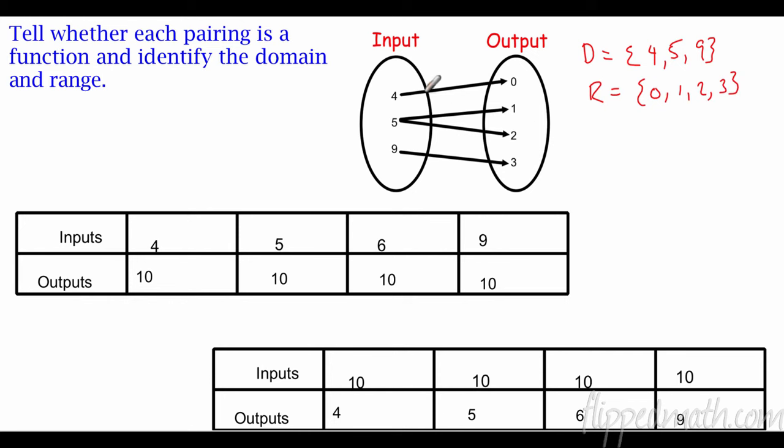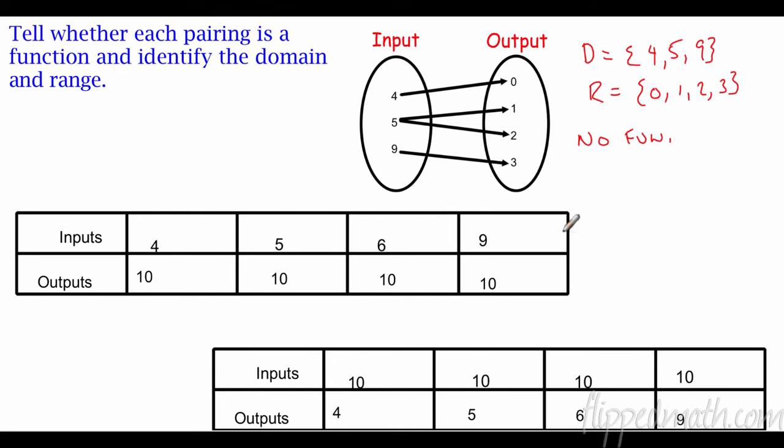So is it a function? 4, this input goes to one place. 5, this input goes to two places, which cannot happen. So this is no function. All right, no function. One input cannot go to more than one place.